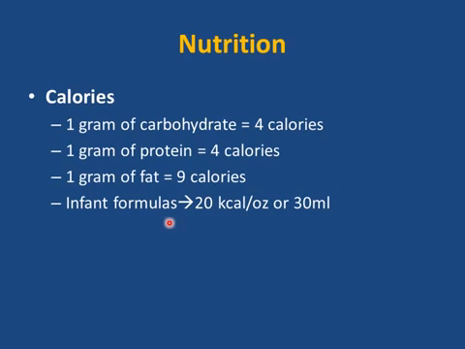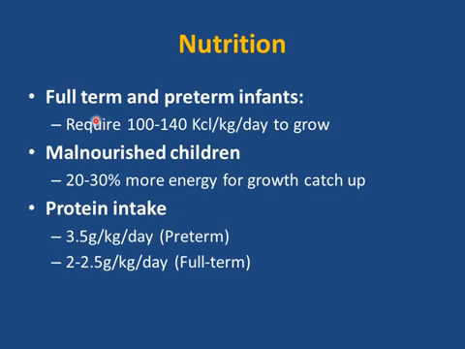Infant formulas: each 30 milliliters or 1 ounce will give you 20 calories. Full-term and preterm infants require 100 to 140 calories per kilo per day in order to grow. Malnourished children require more energy. They require 20 to 30% more energy in order to catch up in their growth.